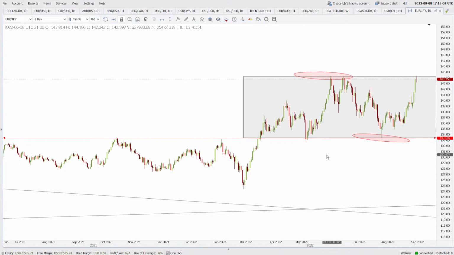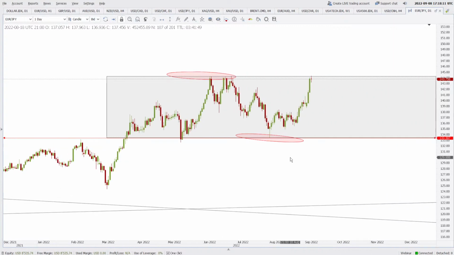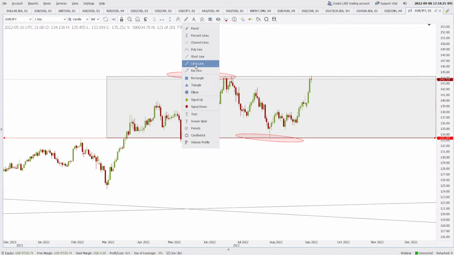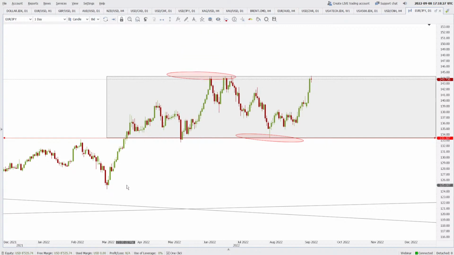So on the daily, what was happening here? After the test of this, the price went to only this place. It again tried, but was eventually broken down. So yeah, something happened here. I'm going to show you that.